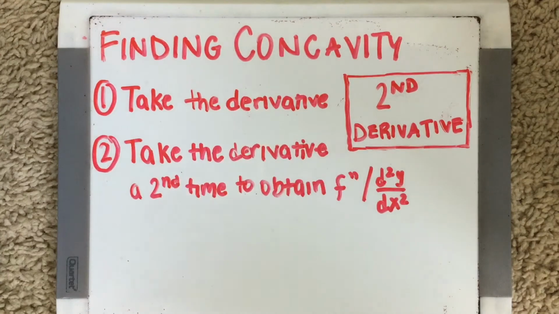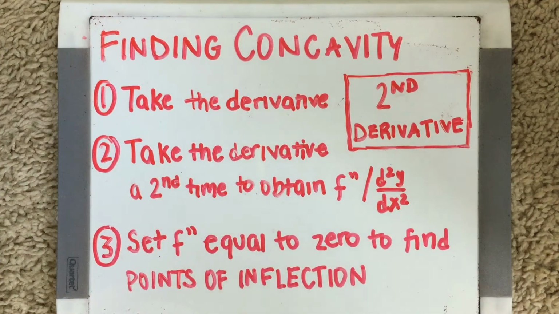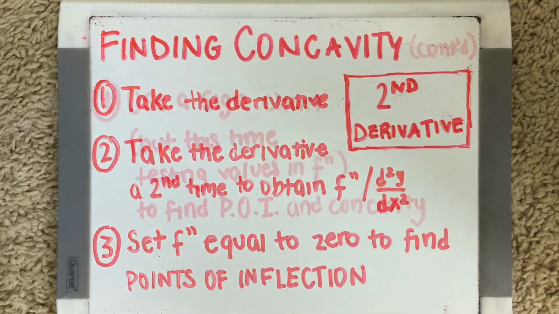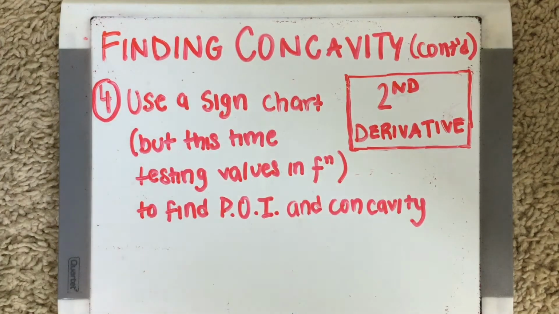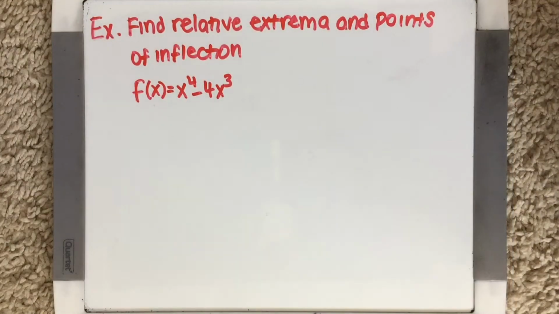Step 1, take the derivative of the function f. Step 2, take the derivative a second time. And now, step 3, set the second derivative f double prime equal to 0 to find x values, called points of inflection, similar to critical values except for concavity. Step 4 uses a sign chart, but this time testing values in f double prime, to find points of inflection and concavity. Let's try an example.